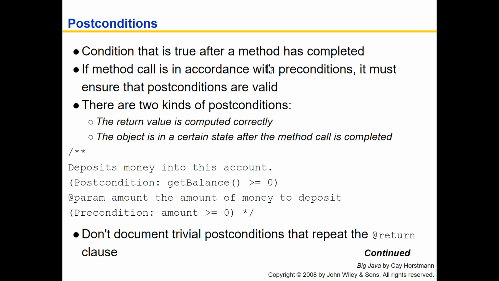Okay, postconditions are conditions that are true after a method has completed. So if it's in accordance with the preconditions, it must ensure that the postconditions are valid. You can check that the return value is computed correctly, and that the object is in a certain state after the method call has completed. We can see here we're depositing money into this account, and the postcondition is that the balance is greater than or equal to 0. And then the precondition is that the amount is greater than or equal to 0. So you cannot put negative money as the deposit.